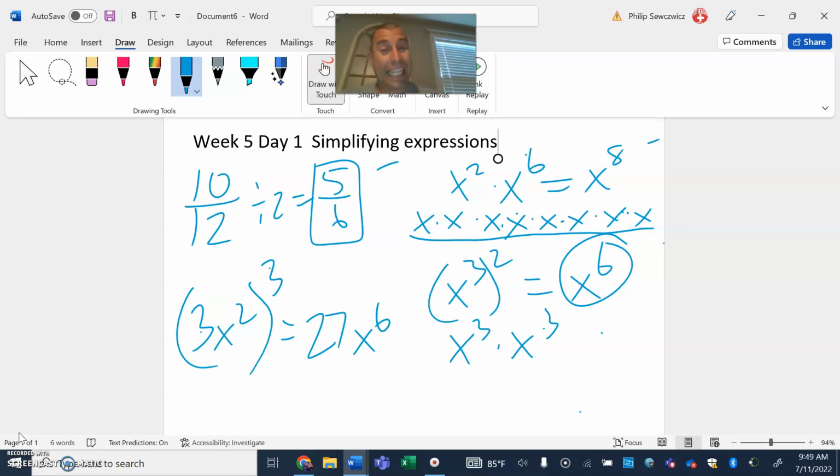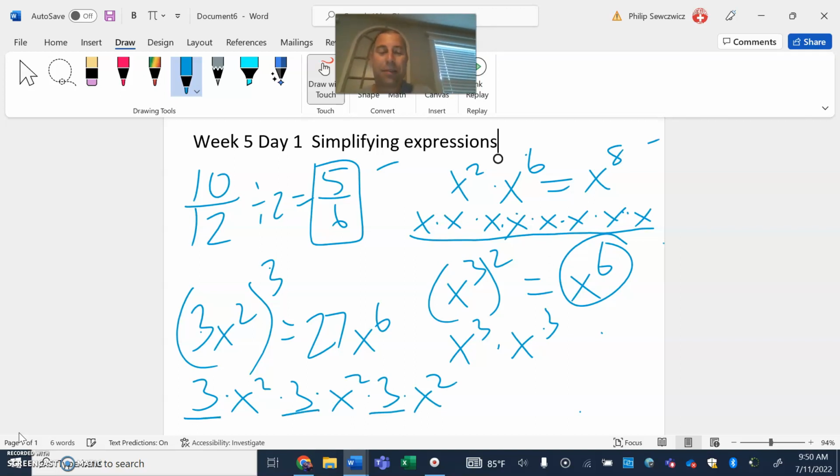All right, and again, let's look at why that's the case. 3x squared means 3 times x squared times 3 times x squared times 3 times x squared. So this is where I can do my 3 times my 3 times my 3. There's my 27. X to the 2nd power, x to the 2nd power, x to the 2nd power, all multiplied. All right, we've got 6 of those x's there, so it's x to the 6th power.